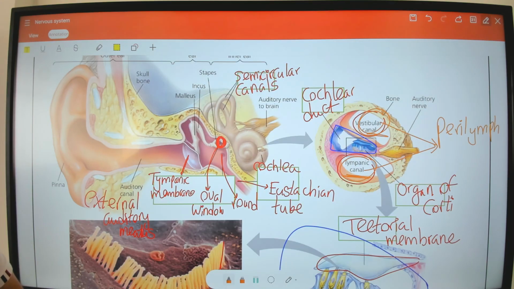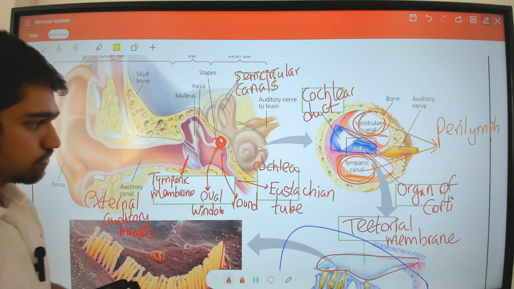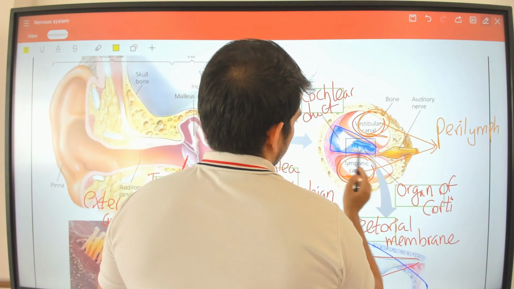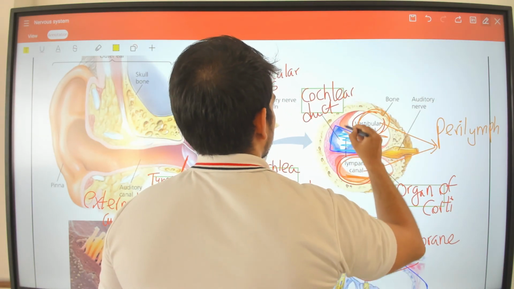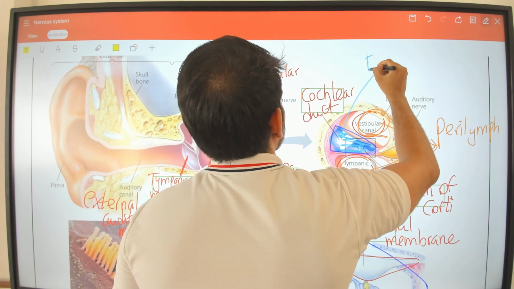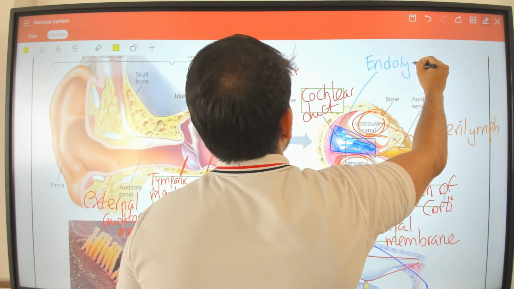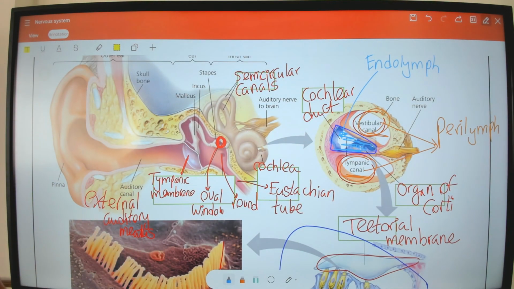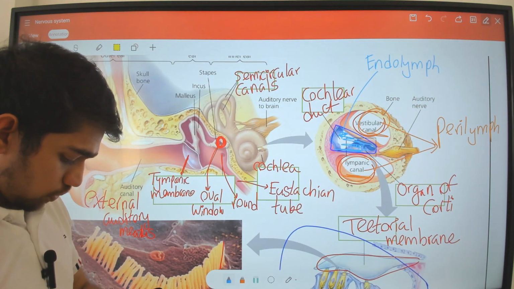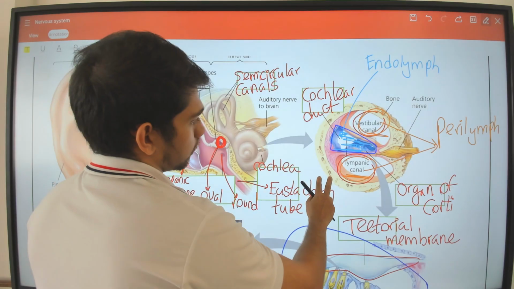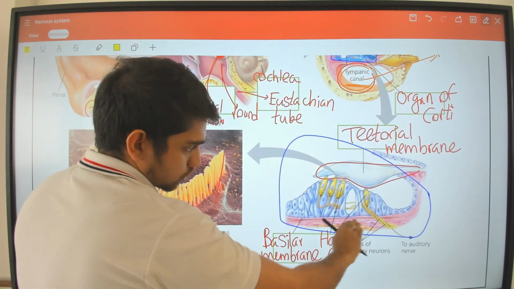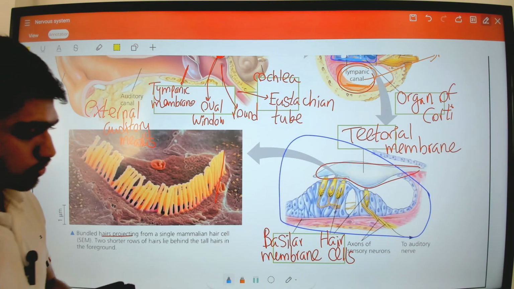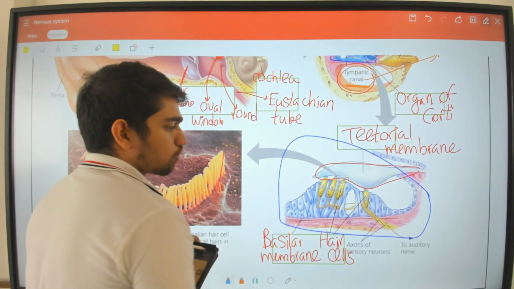Got it? The cochlear duct is part of the membranous labyrinth. It is filled with endolymph. So this inner cochlear duct is filled with a different fluid that is called the endolymph. The floor of the cochlear duct is called the basilar membrane, which bears the organ of Corti. So the basilar membrane is where this organ of Corti is located.